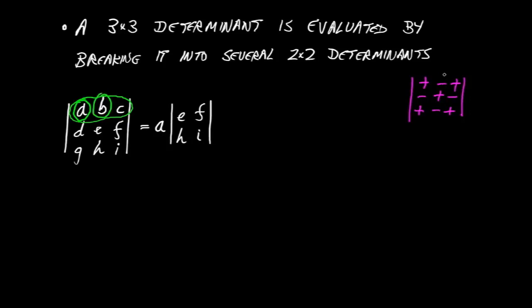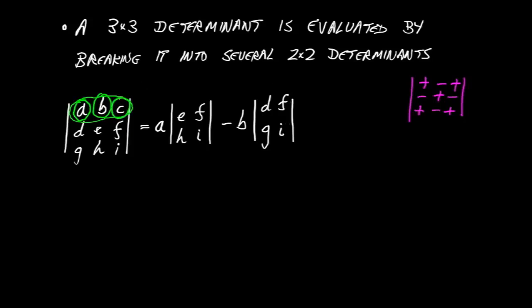Now, B, the next term, that has a minus sign according to my chart, so I will put in minus B and multiply it by, again, a smaller 2 by 2 determinant. The one I get if I delete the row and the column with B in it and look at the remaining guys, D, F, G, I, and I just write those guys out in the same order they appear as a small 2 by 2 determinant.